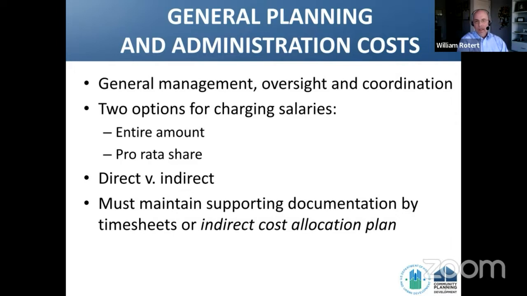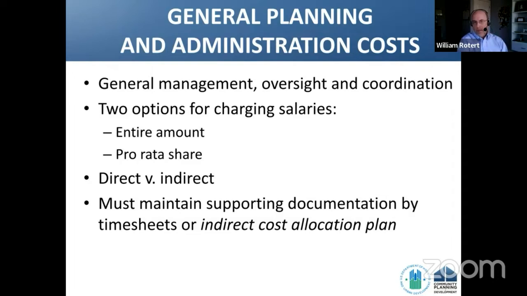It's important that you maintain supporting documentation. And you'll hear us refer to that over and over again. As a former HUD person, what we oftentimes found was that grant recipients were in compliance with requirements, but they didn't have the adequate supporting documentation to demonstrate that. So supporting documentation is important. And in this case, that really boils down to two things: timesheets for personnel costs, and in some cases, an indirect cost allocation plan, which we'll talk about a little bit later on.